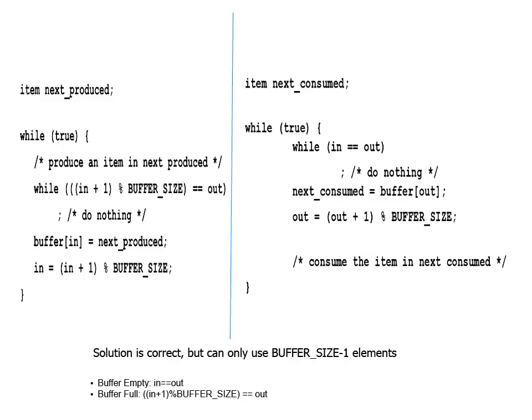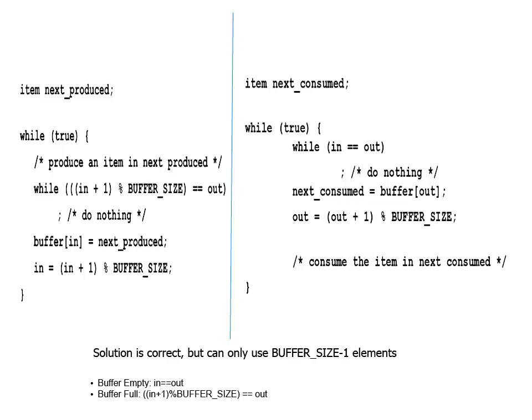There's an outer while loop. That means it's a producer-consumer situation, and it keeps running. Inside, we also have a while. Also pay attention: for this while statement, we have a semicolon immediately after the loop. So when the condition (in + 1) modulo buffer_size equals out is true, the producer process will do nothing because the buffer is full.